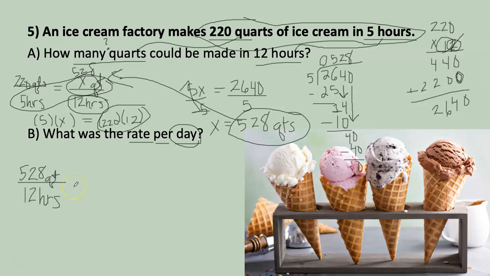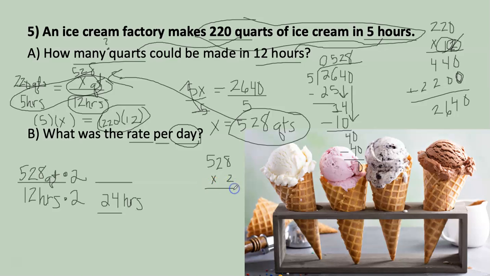Now look at how convenient this is. I'm going to use scaling to create an equivalent fraction. So I'm going to multiply this by 2, and I get 24 hours. Hope you're seeing that that's a special number. And then to keep the fraction equivalent, you have to also multiply the numerator by 2. So let me go ahead and multiply 528 times 2.